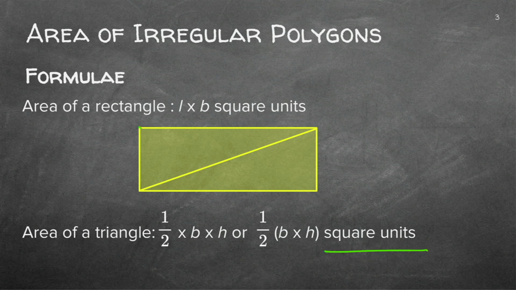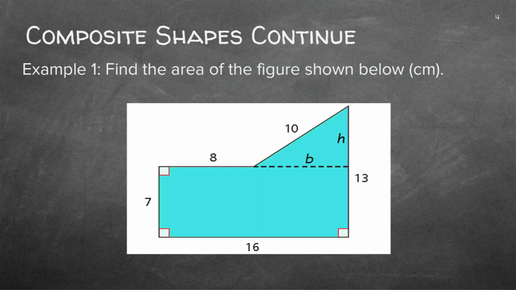Now, let's look at our first composite shape. They ask us to find the area of the figure shown. So there we have a rectangle, and we've got a triangle, and they want us to find the area of this combined shape. Right, so they ask us to do it in centimeters. So now we know that the figures they've given us will be in centimeters.